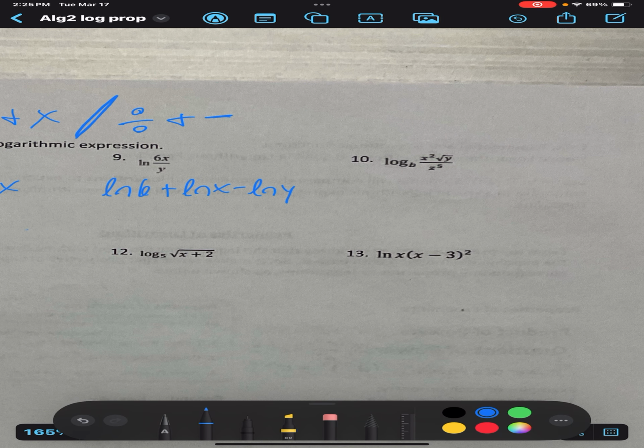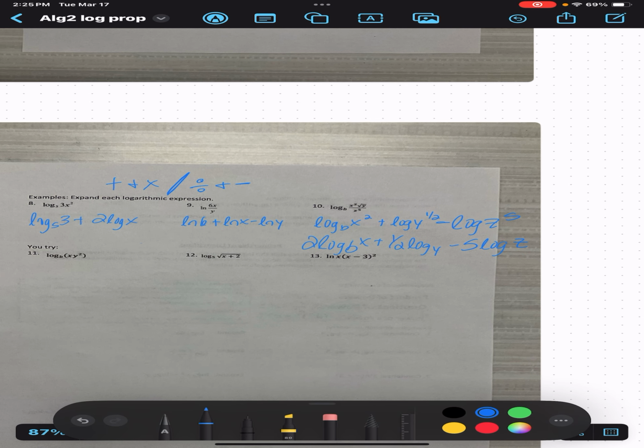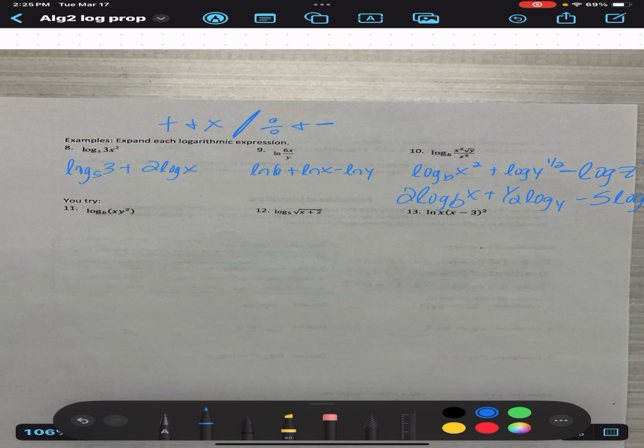This guy, I'm going to go a little slower, log b of x squared plus log of y to the tricky 1/2 minus log of z to the 5th. And again, can't have those powers, so those powers come in front. Okay, beautiful. And again, here you can try the you-try. I will write the answers.